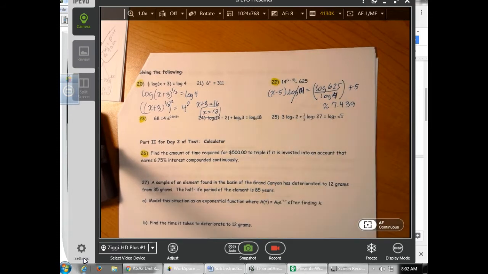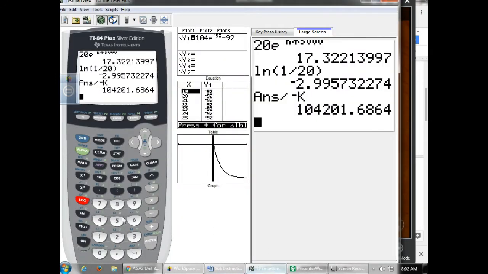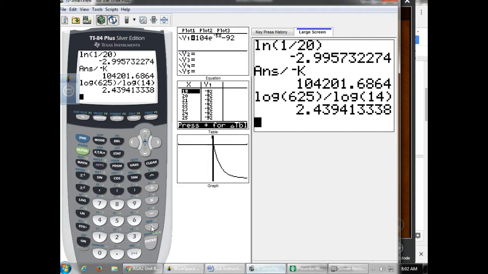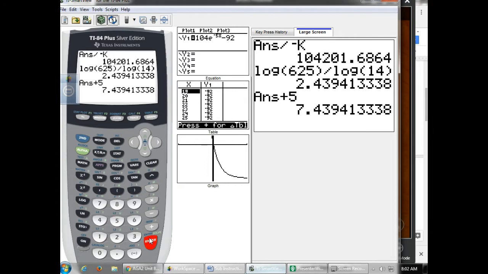So I'm going to do this in the calculator just to make sure, because I made that mistake there. So in the calculator, it's going to be the log of 625, close your parentheses, divided by the log of 14, close your parentheses, get that value, and then go ahead and add 5. And you're going to get 7.439. So that is the correct answer.